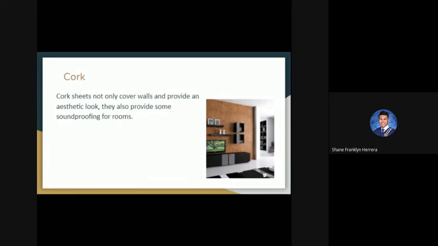So the next walling material is cork. Cork sheets not only cover up walls but also provide an aesthetic look and some soundproofing for rooms. So cork is like what people use when you see those walls with those egg trays, those carton egg trays. It works in a similar way.